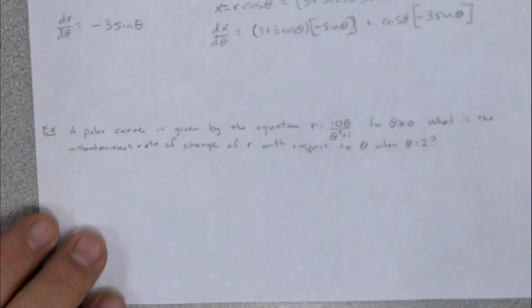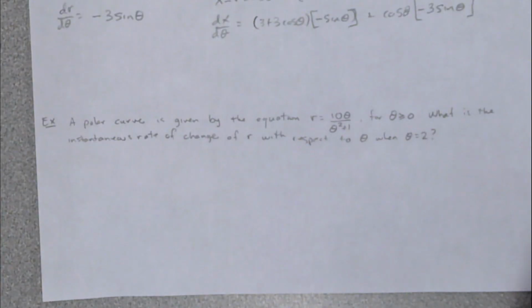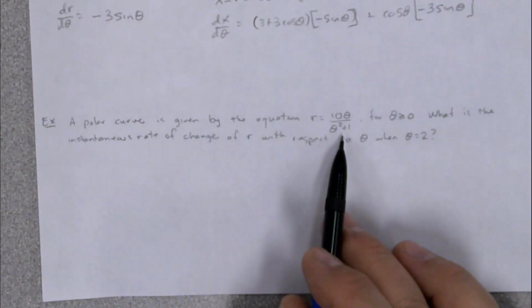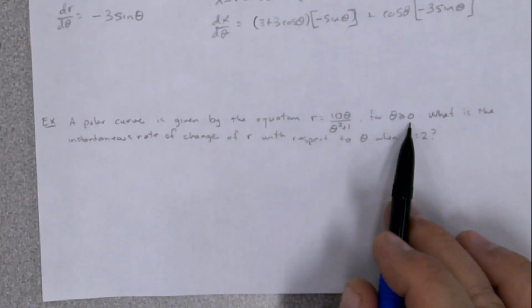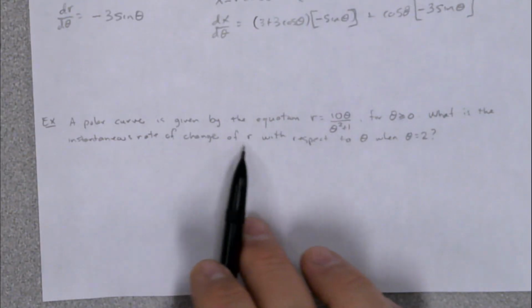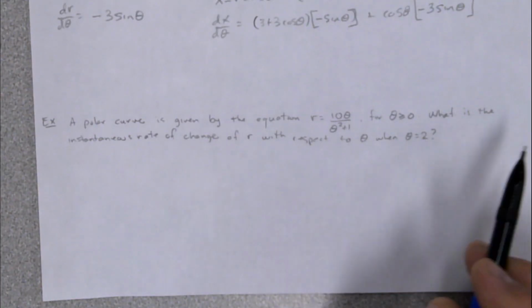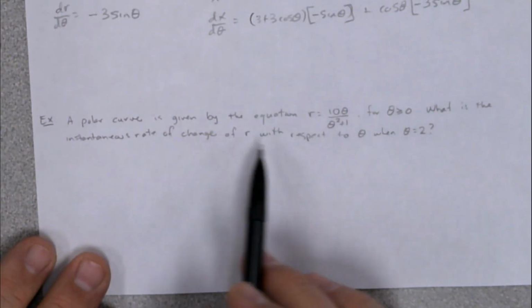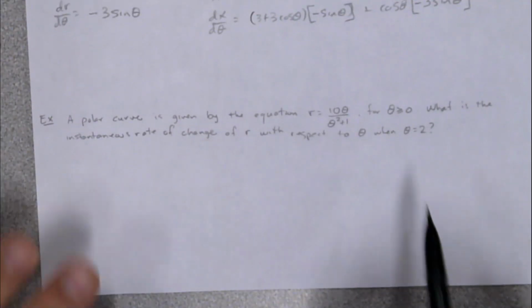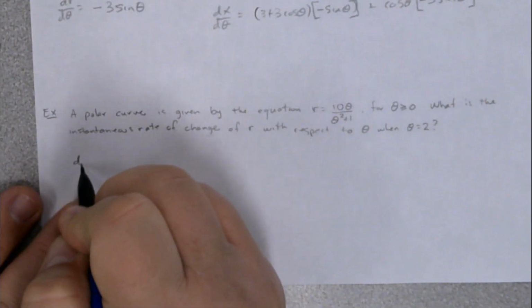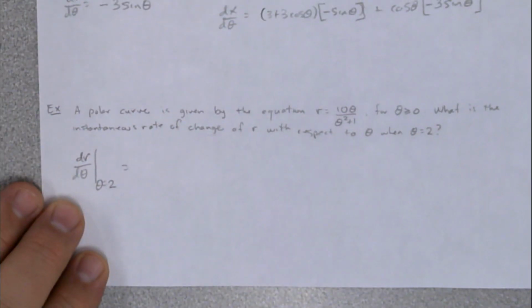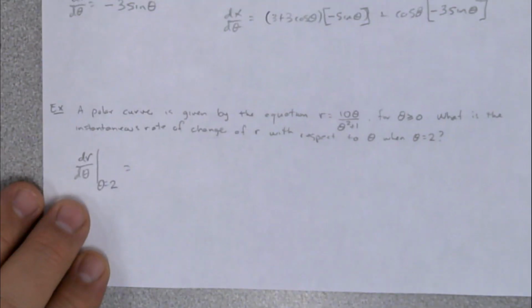Here's another example of a type you might see on an AP exam. The polar curve is given by the equation r equals 10 times theta divided by theta squared plus 1, theta is greater than or equal to 0. What is the instantaneous rate of change of r with respect to theta, where theta is equal to 2? And what they're doing is making sure you know the terminology that's used a lot. Instantaneous rate of change just simply means dr d theta, evaluated when theta is 2. So they want you to find dr d theta when theta equals 2. Okay? So it's about these words right here. What does that mean? Do we remember what it was?